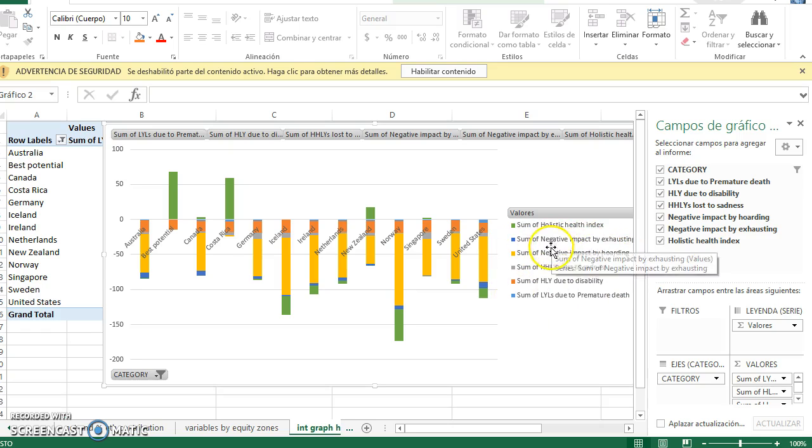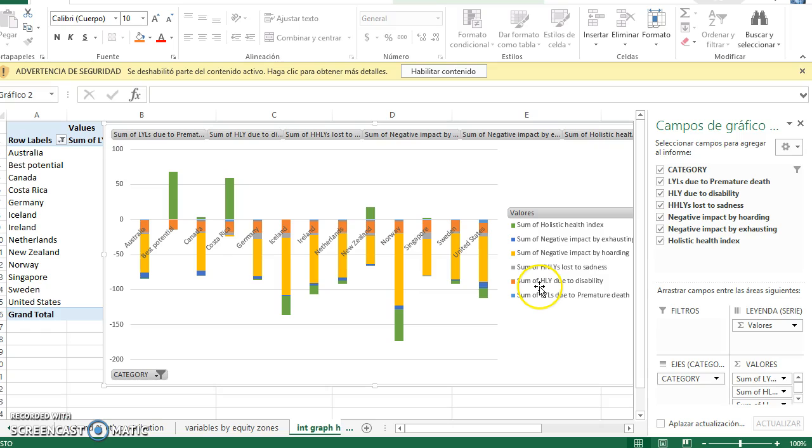One is the life expectancy. So there will be some loss of life expectancy by premature death. Here it's shown in these countries. I'll explain which countries are here in blue. And then we look at the healthy life expectancy. So we lose healthy life years by disability, and this is shown here in red.